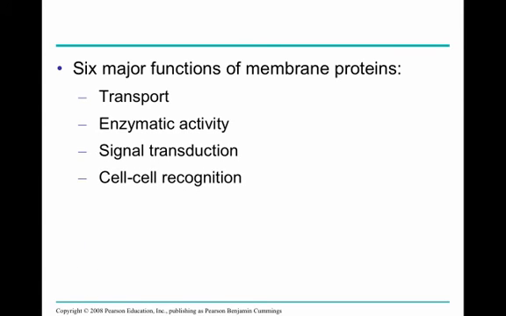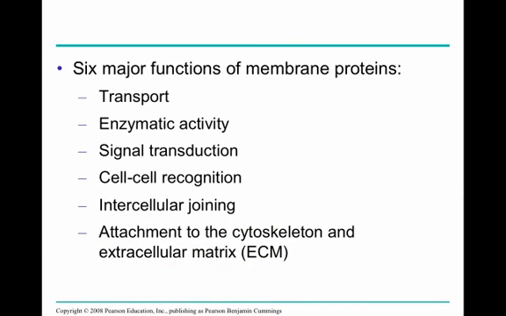Cell recognition: they can be part of a network of proteins that help other cells identify each other and then bond together, with various ligands or carbohydrates or lipids attached to it. Intracellular joining: they can be part of an anchor system that helps hold cells together, and they're also used to attach both to the cytoskeleton and then to the fibers of the ECM. So they can be anchors holding that cell in place to help form tissue.